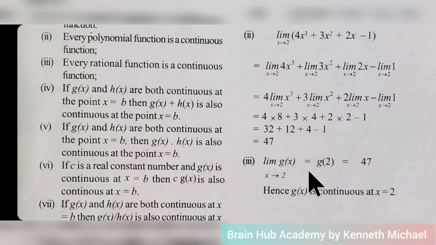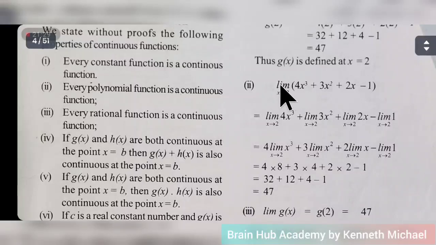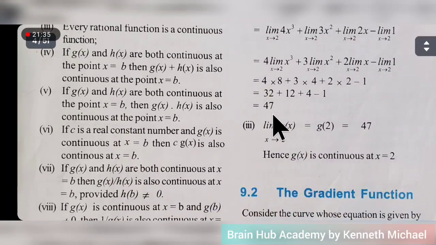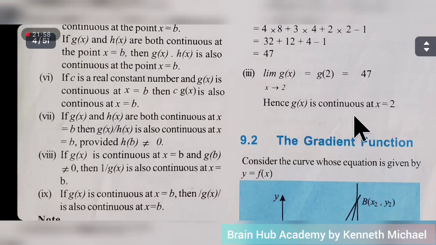So also you discover that the limit of this function also exists. Okay, so the limit of g of s is equal to the function g of 2, which is the same thing as 47. So both their limit and the function value are the same. Hence g of s is continuous at s equals 2. So this is how to check the continuity and discontinuity of a function.